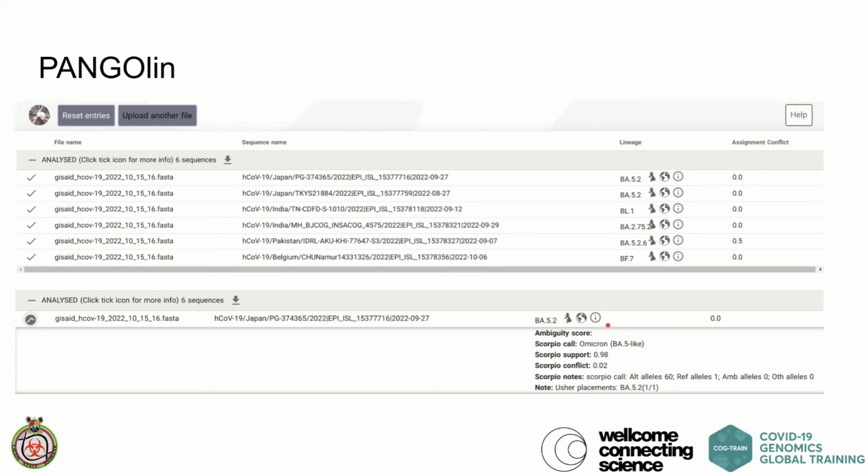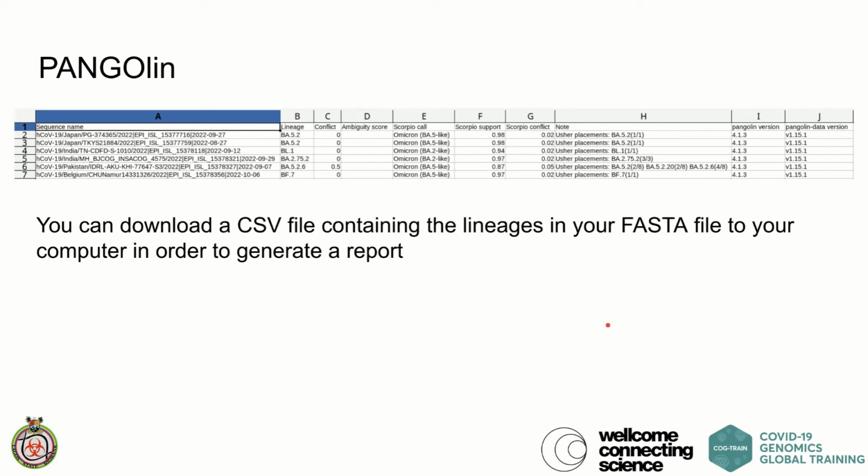Alternatively, you can also download your result as a CSV file, which contains the lineages in your FASTA file. And this is just the same information you have in this previous screen, but in a CSV file which you can open with spreadsheet software, and you can use that to generate a report of some sort.